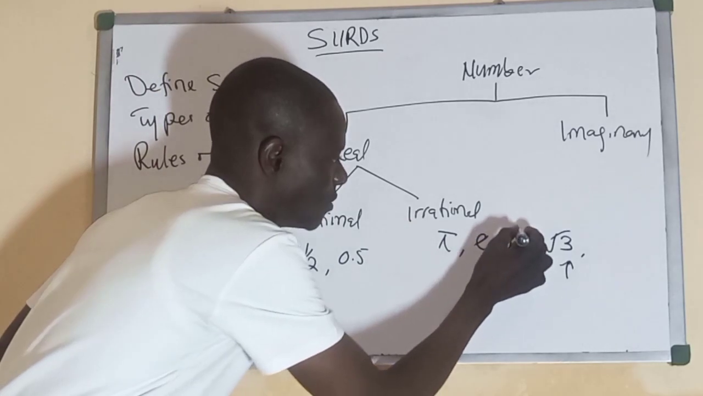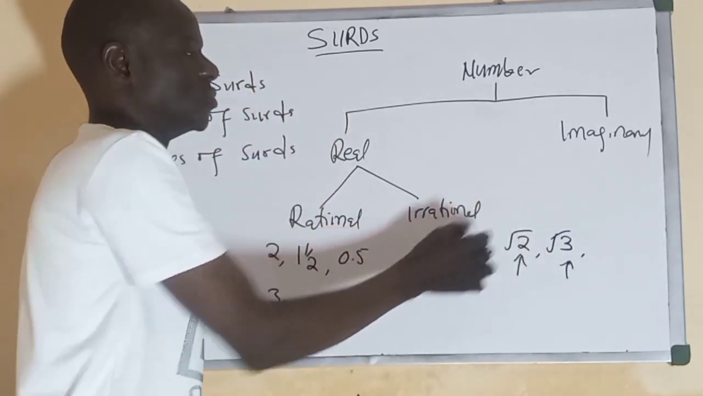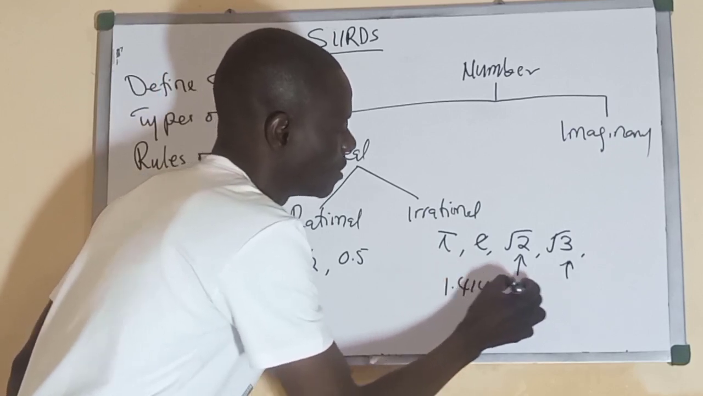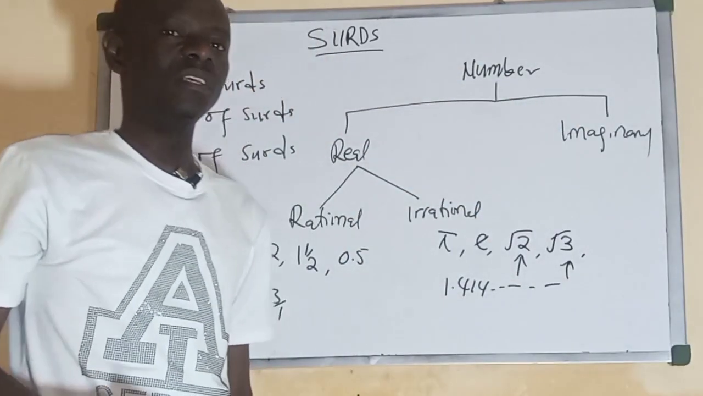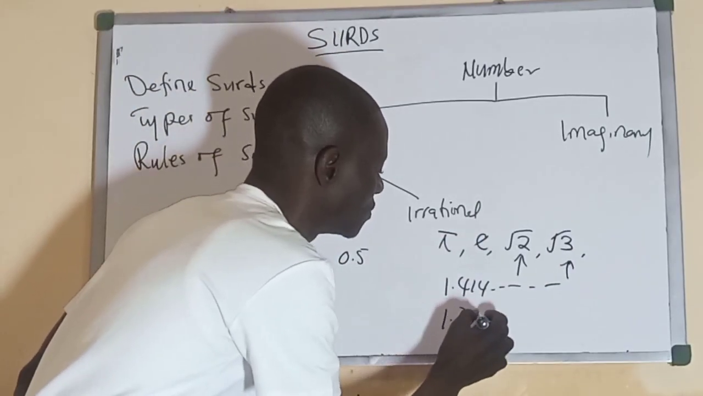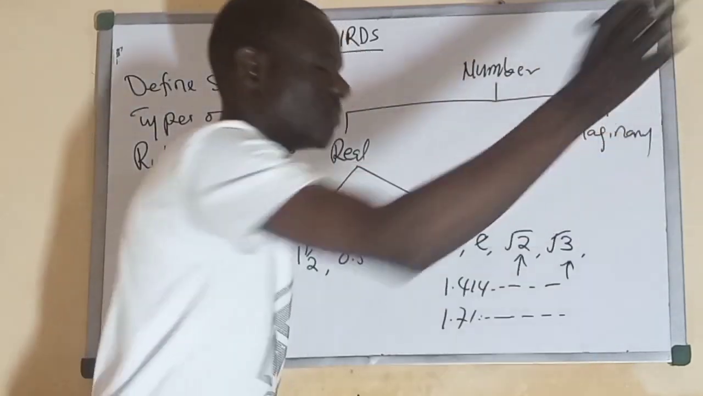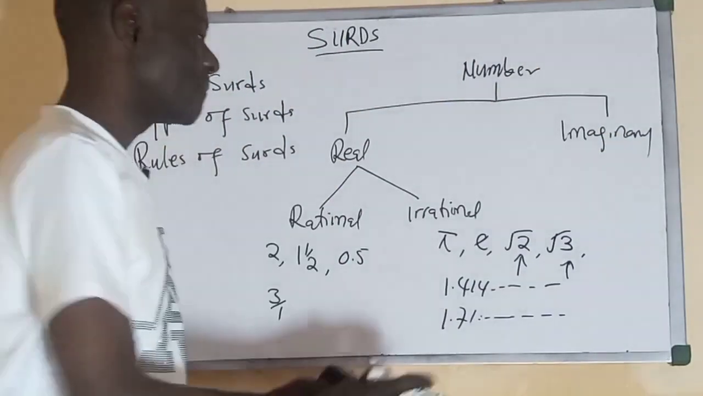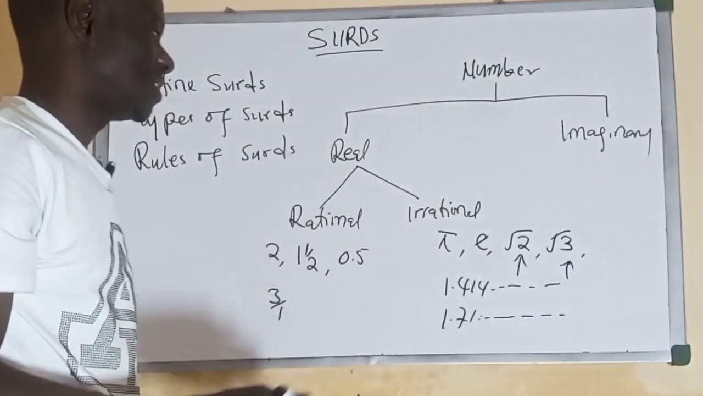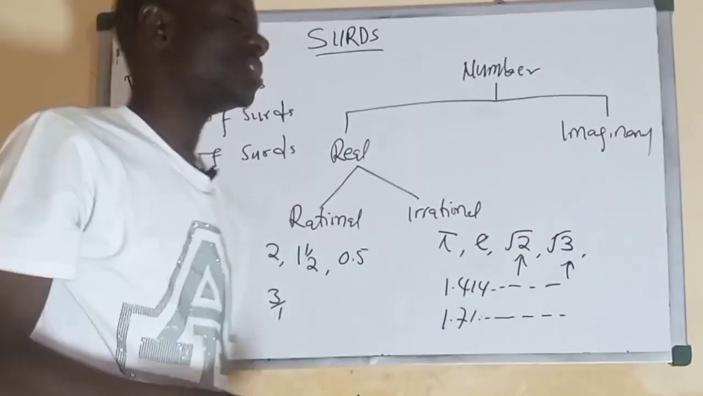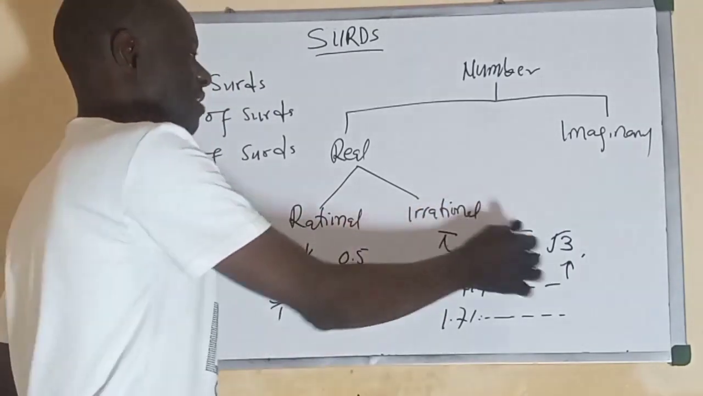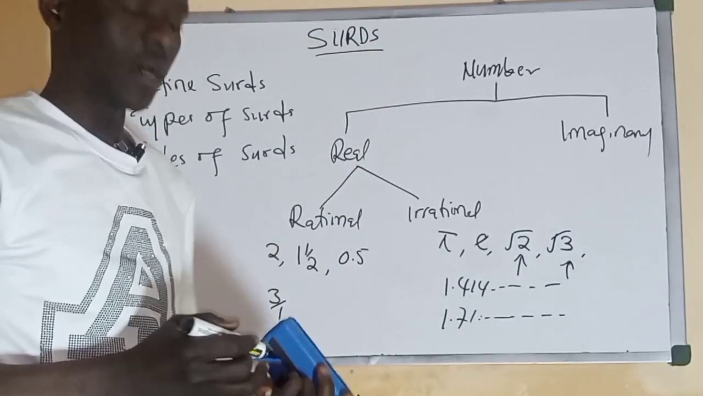When you hit your calculator, you will see root 2 gives you 1.414, and the number continues indefinitely. And for root 3, it will give you 1.73 something. The number will continue indefinitely. So those numbers that give you a long decimal place indefinitely are what? Irrational numbers. I hope we are following. So those are examples of what we consider as surds.